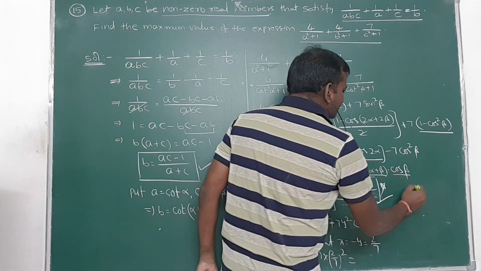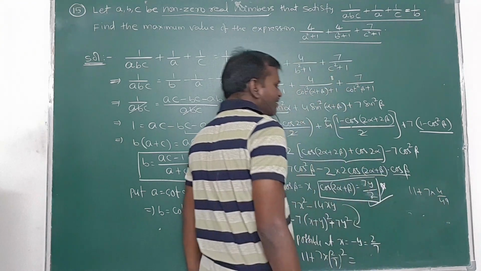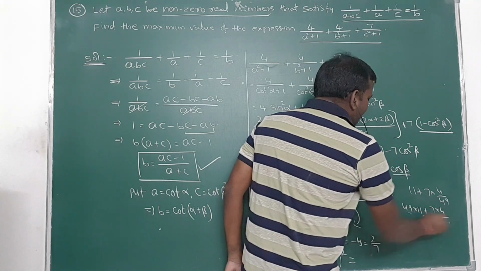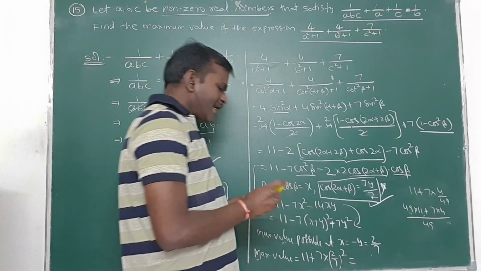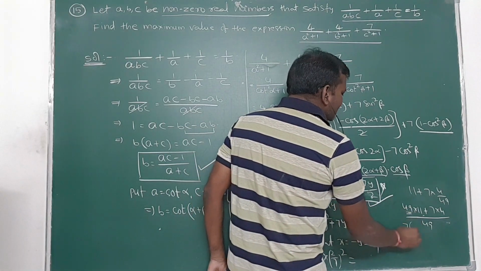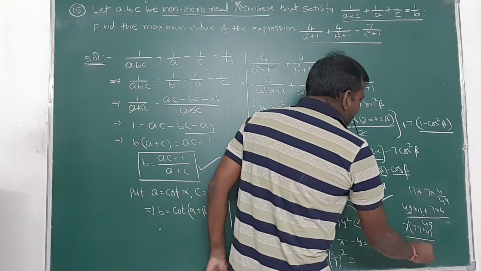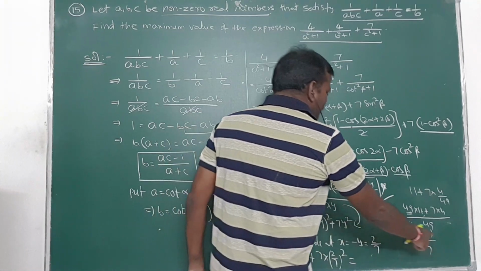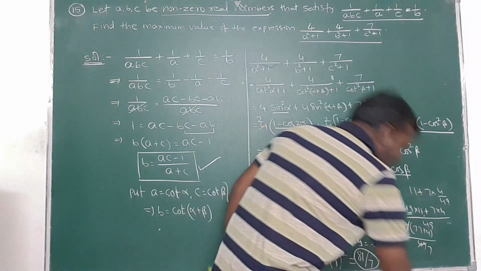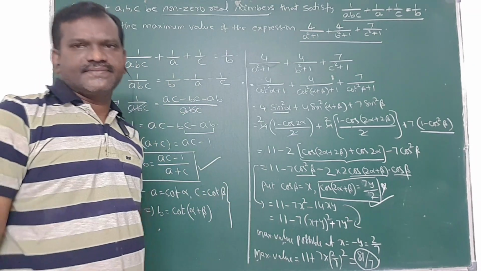What I am getting here is 11 plus 7 into 4 by 49. If the LCM is taken, it is 49 into 11 plus 7 into 4, by 49. In the numerator, 7 is common, so 7 is taken as common, and I am getting 77 plus 4 by 49. The 7 will go once, that means 77 plus 4 is 81 by 7. That is the maximum value of the given expression.